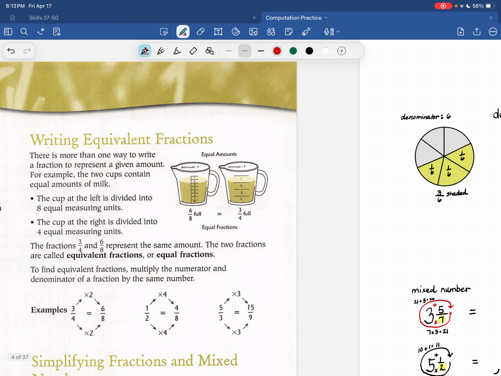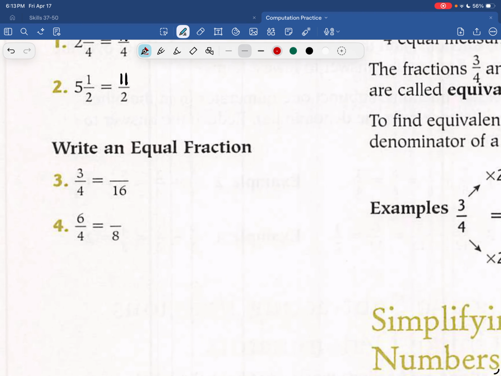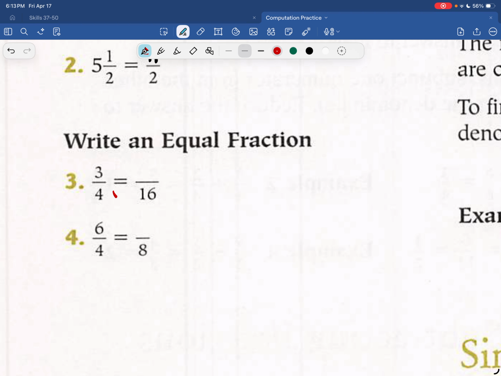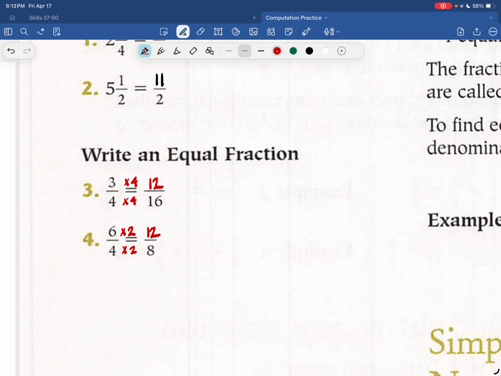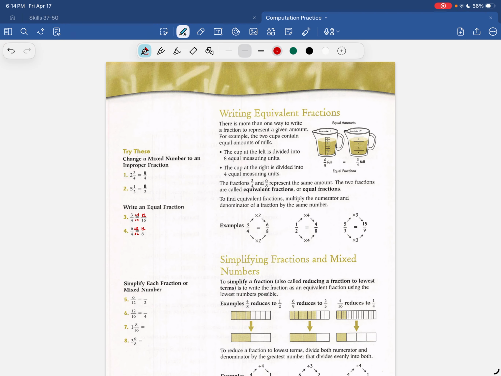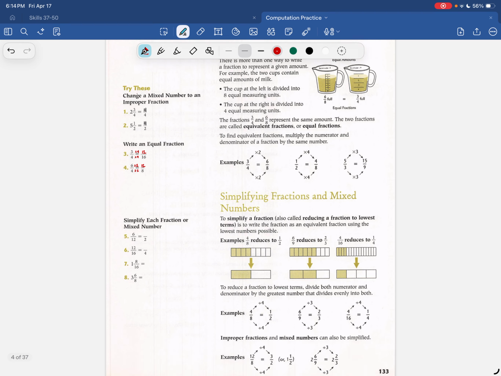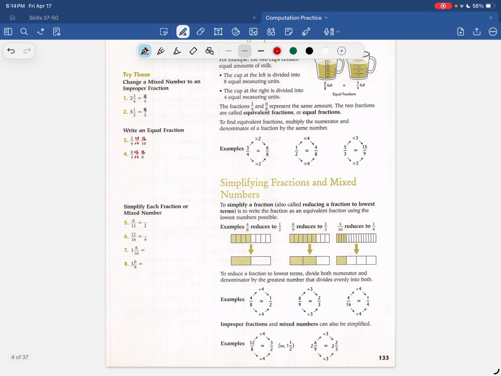I think I'm going to stop this video. This one was 4 times 4. So 3 times 4 would be 12. 4 times 2 is 8. 6 times 2 is 12. I don't want these videos to be terribly long, and this one's already long. So in the next clip, we will look at this bottom half about how to simplify fractions and mixed numbers.